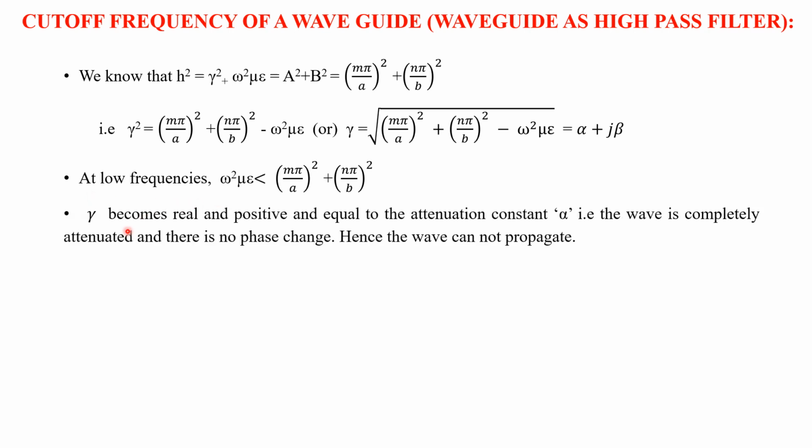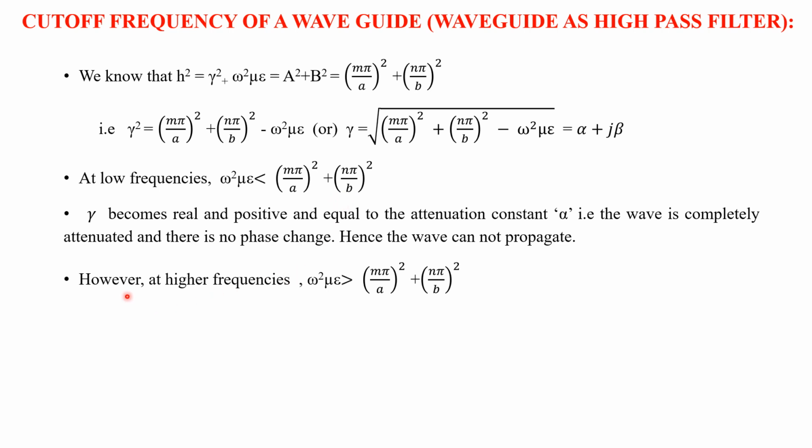Observe here, gamma becomes real and positive and equal to the attenuation constant alpha. We already know when beta equals 0, then gamma equals alpha. That means gamma equals the attenuation constant. That is, the wave is completely attenuated and there is no phase shift, hence the wave cannot propagate. Here observe one more condition. If omega square mu epsilon is less than (m pi by a) whole square plus (n pi by b) whole square, then only the signal is going to attenuate.